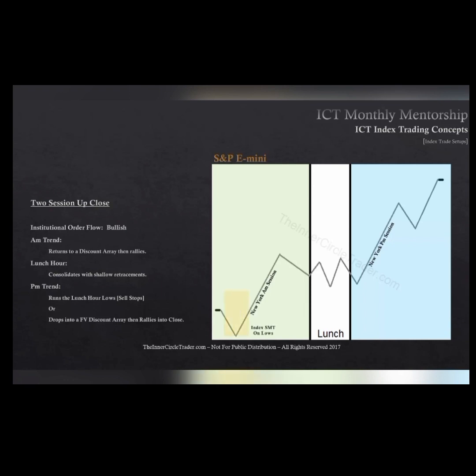And when we look for the AM trend to return down to a discount array, what we're actually looking for is an index SMT divergence on the lows. And we're going to be comparing the lows from the London session into the 9:30 a.m. The AM session is usually going to reach up into an expansion move.